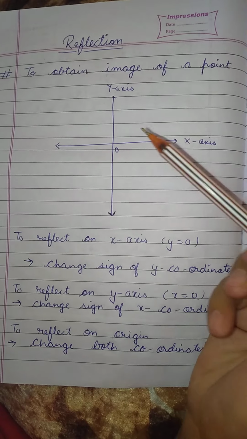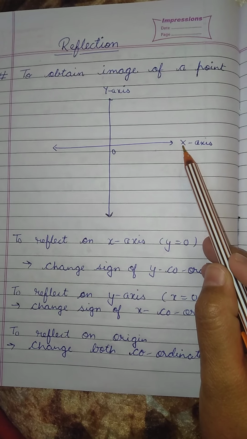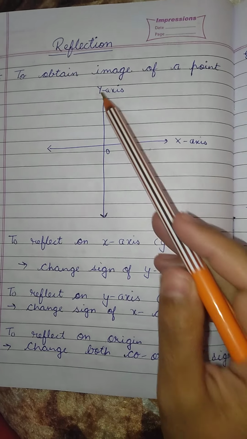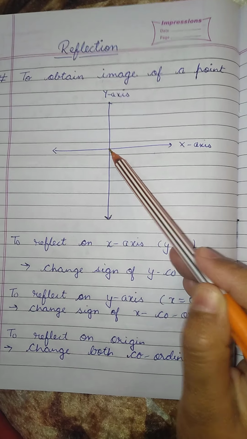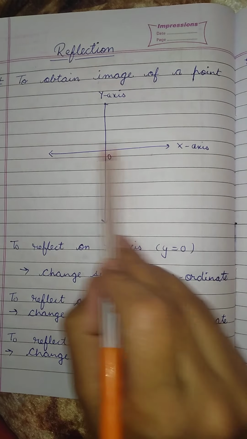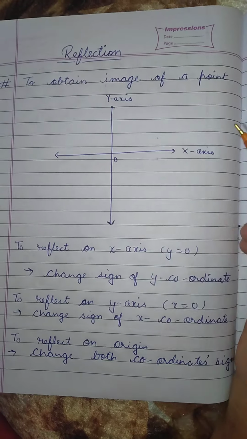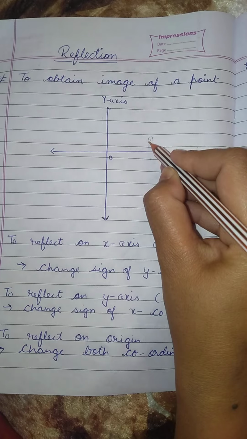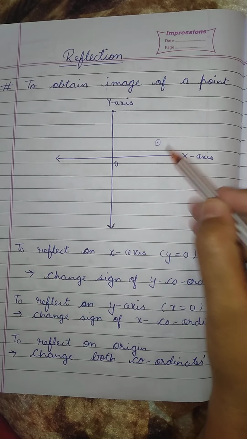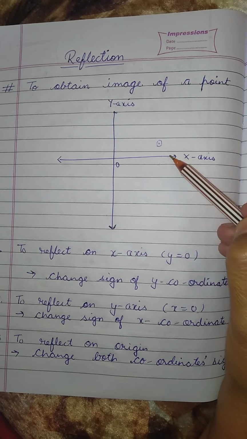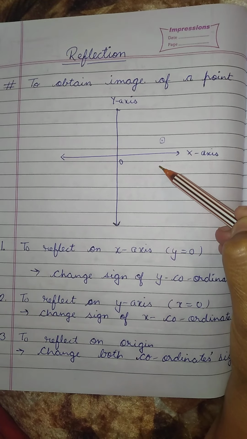Now, in this chapter, what is the mirror? Either the x-axis is the mirror, or the y-axis will be the mirror, or the point origin may be the mirror. Suppose the x-axis is the mirror and I have a point here in the first quadrant. If we look into the mirror, where will this point be seen? Yes, it will be seen on the other side of the mirror.